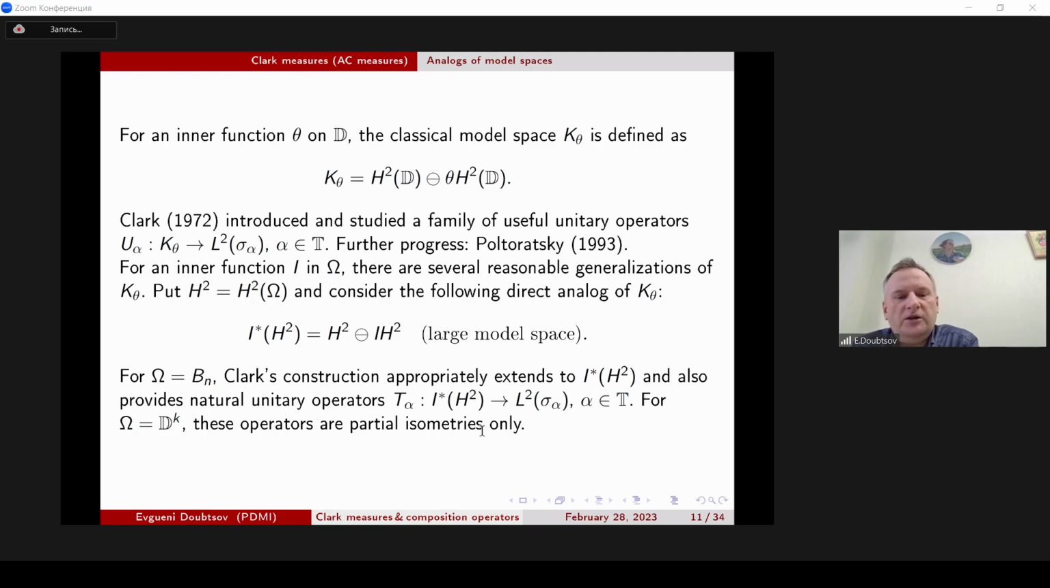Okay, in the polydisk, to get an example of an inner function is not a problem. Say if we consider rational inner functions, this is already a huge, rich family, and everything is fine. But the main issue is that even for such simple fractions, the corresponding operators are no longer unitary but only partial isometries. So this theory is more sophisticated.